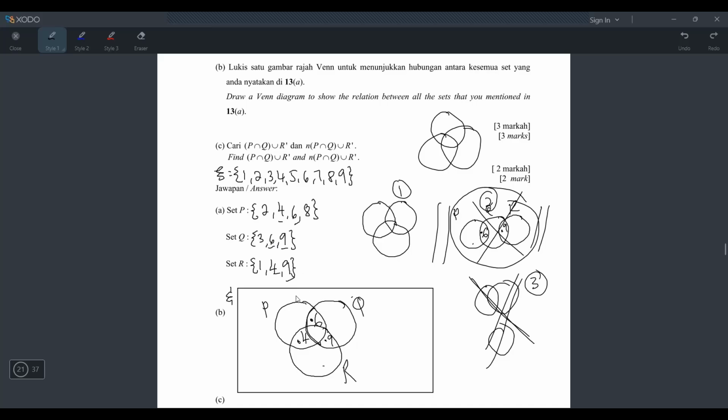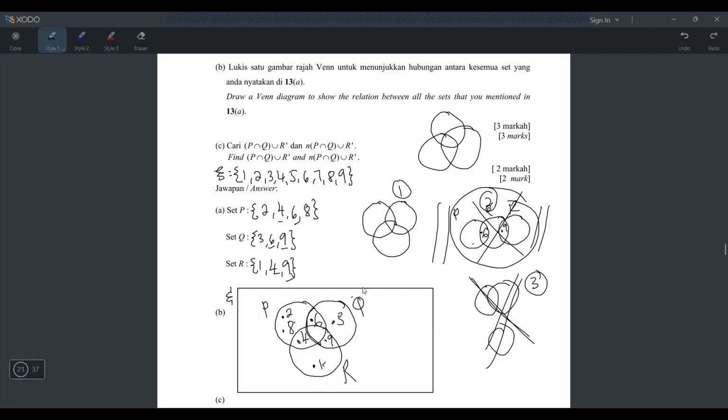And now we try to put the elements outside. P has 2, 4, 6, 8. So which ones are left out? 2 and 8, right? So this will be P, 2, 4, 6, 8 like that. Q should have 3, 6, 9. So inside Q must have 3, 6, 9. 6 and 9 are already there, so 3 must be here. The middle stays empty. And then set R is 1, 4, 9. So this is 1, and 4, 9.